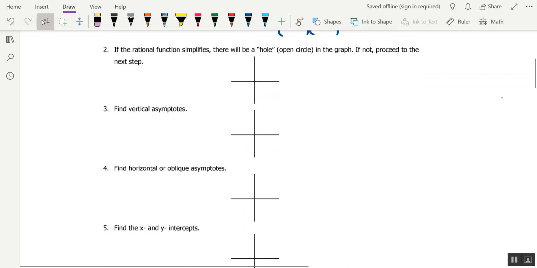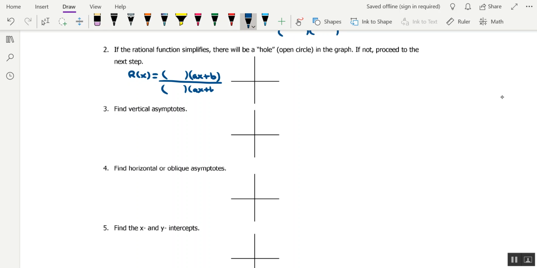And one major reason why you would want to see if you can factor the top and bottom is to see if your rational function simplifies. So let's say that we factor the top and bottom, and one of the factors, again generically speaking, is ax plus b, and one of the factors in the bottom is also ax plus b. Then clearly those factors would divide out and the rational function reduces.